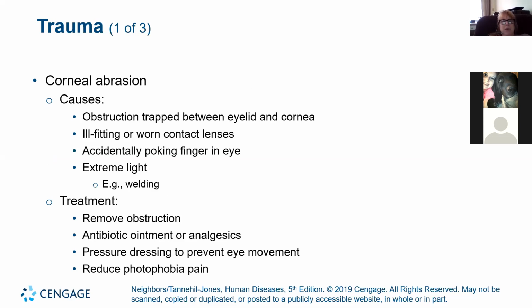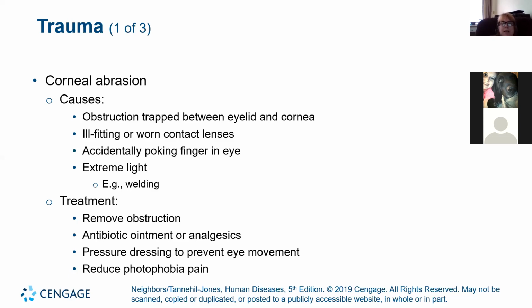Okay, now we're going to get into the trauma diseases. A corneal abrasion, okay? This can be when something is trapped between the eyelid and the cornea, okay? Ill-fitting or old contact lenses can cause it. Accidentally poking your finger in the eye, dust, something flying into your eye. It can be caused by extreme light when people are welding.